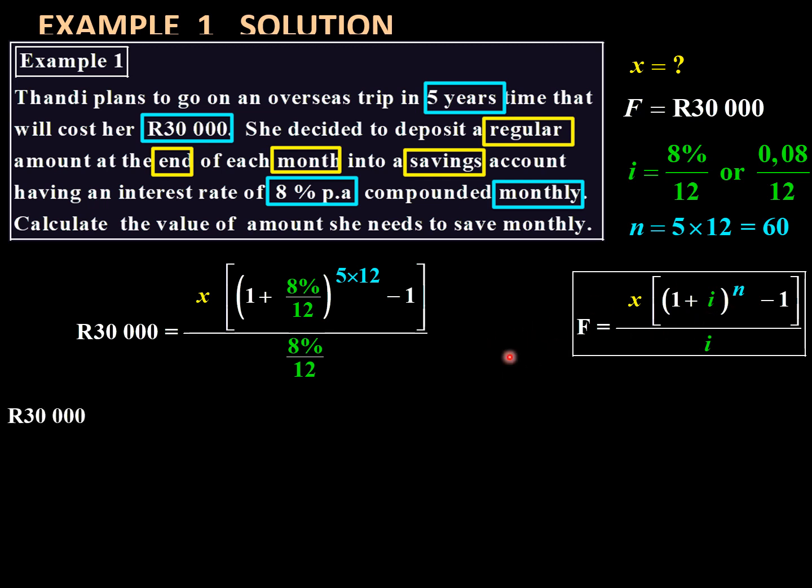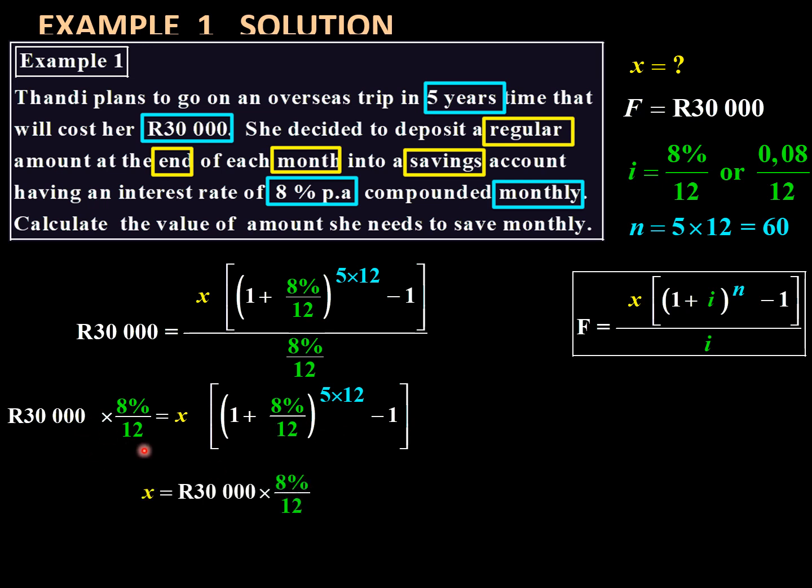So that will be 30,000, and this 8% over 12, if I transpose it to the other side, instead of dividing by it, we need to multiply by 8%, and that leaves us with the numerator of that fraction there. Now, because I want X, this is X times, and what do we do instead of multiplying? We divide. So the X will be that 30,000 times 8% over 12, and now we divide by this factor here. Then we just copy that down.